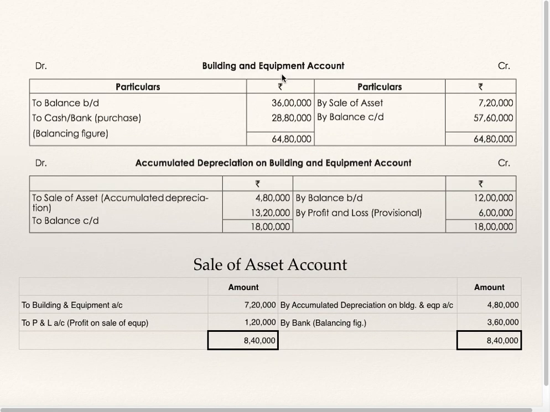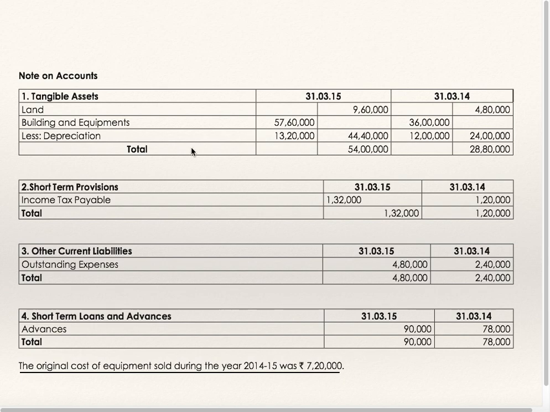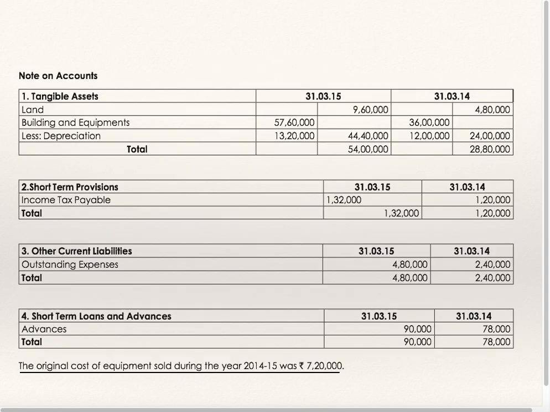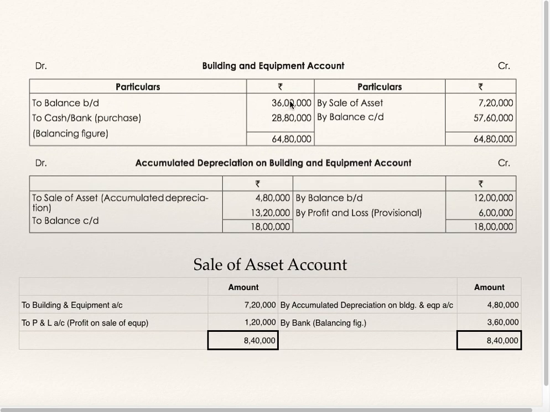Now we'll see building and equipment account. To balance brought down 36 lakhs. This is gross block 36 lakhs. By balance carried down 57 lakh 60,000. This is also gross block, opening and closing. Opening is to be written as to balance brought down, closing is to be written as by balance carried down.